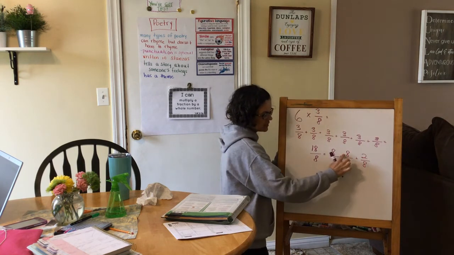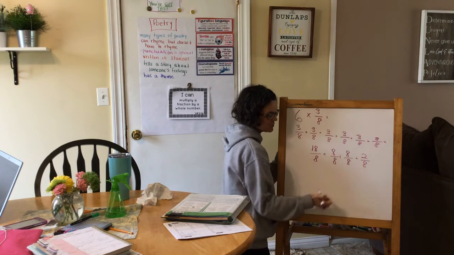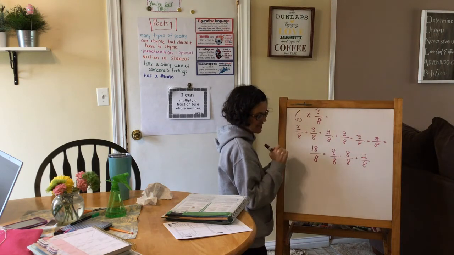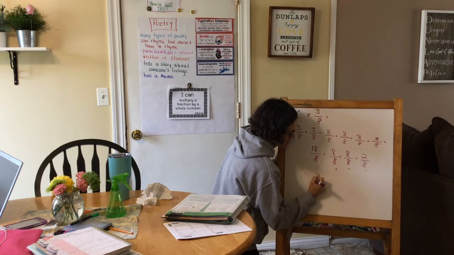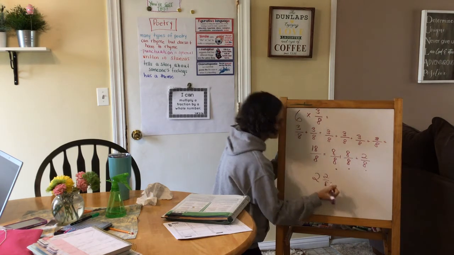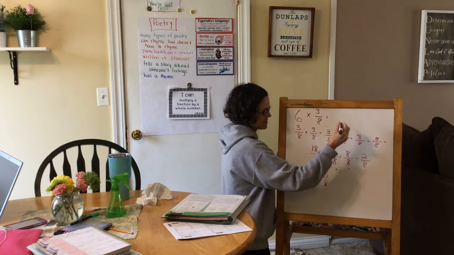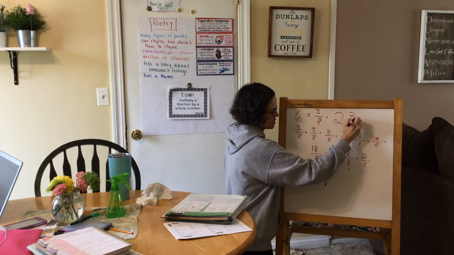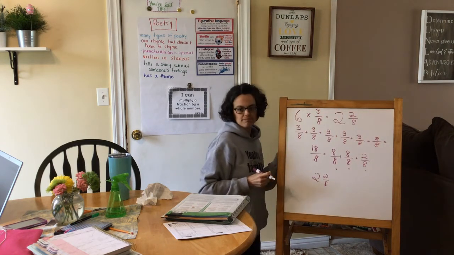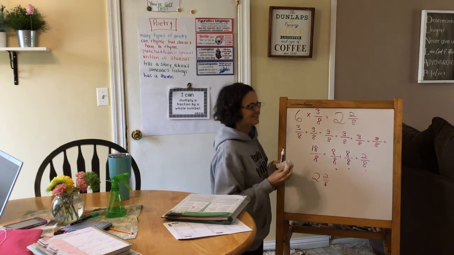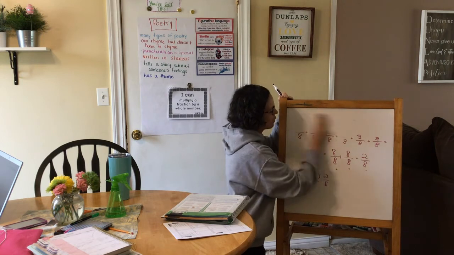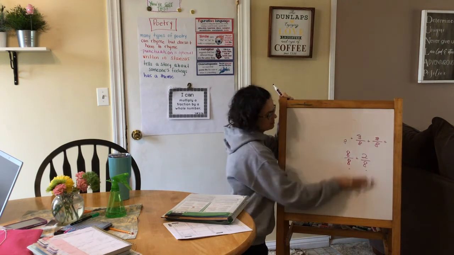Let's double check. 8 plus 8 is 16. 16 plus 2 is 18. 18 eighths. So I have 1 whole, 2 wholes, and 2 eighths. So 6 times 3/8 is 2 and 2 eighths. There you go. How'd you do? Good? All right. We're going to try one more, and then I'll meet you in small groups.